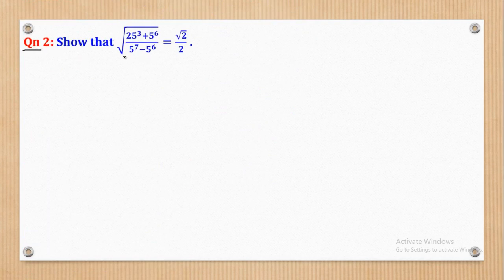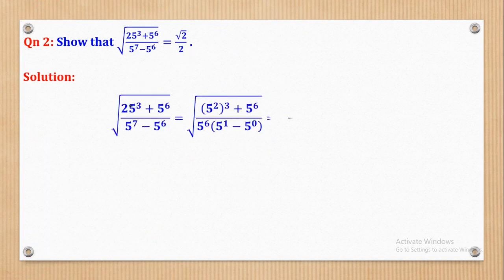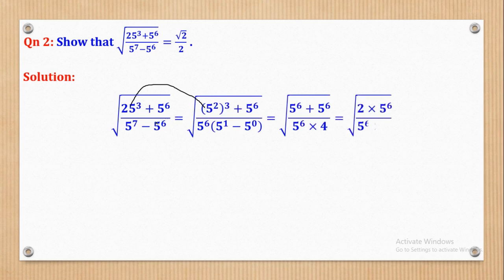Question 2 says, show that this is equal to root 2 over 2. So here they have to also remember the knowledge of surds. So this one is the same as 5 to the power 2. And also this one, you realize that 5 to the power 6 is common, so inside you shall remain with 5 to the power 1 minus 5 to the power 0. So how does it come about?